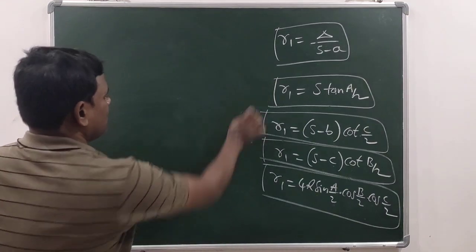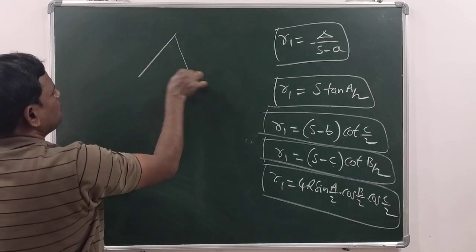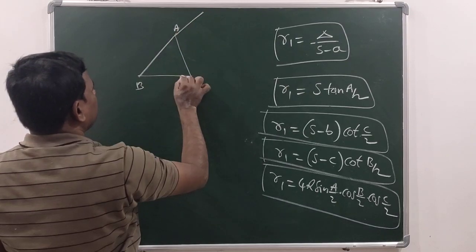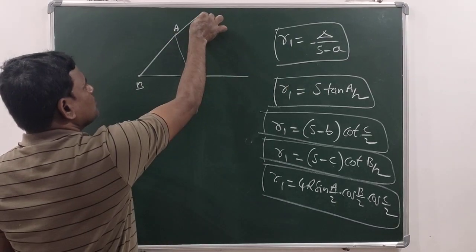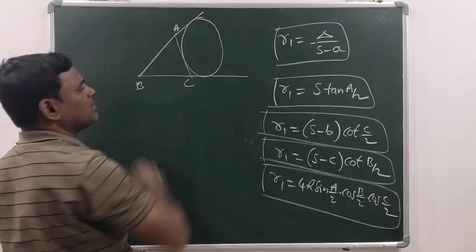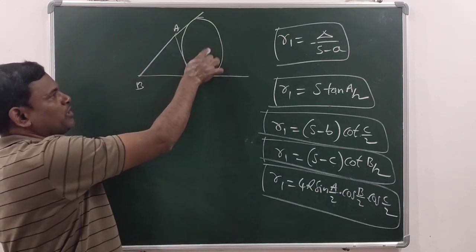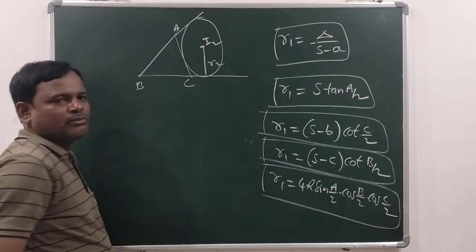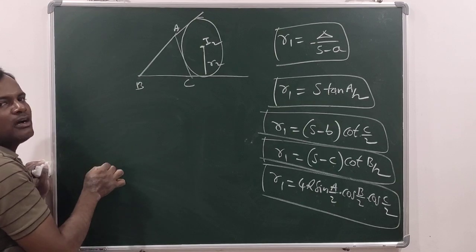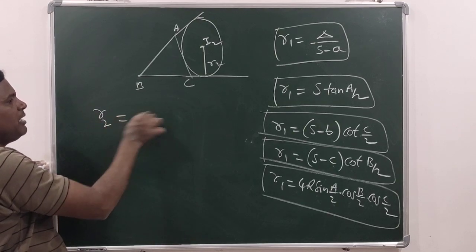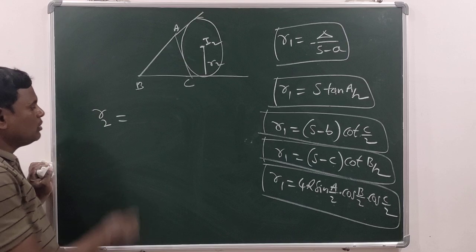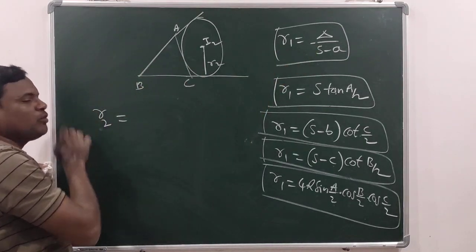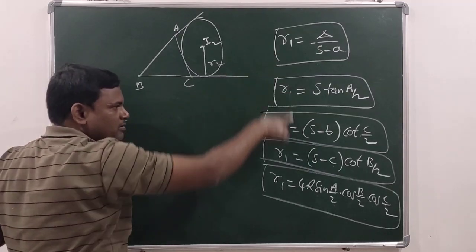Right. Now see, suppose you extend this BA and BC, so on this side we will get one excircle which is opposite to vertex B, whose radius is r2 and whose center is I2. Now let us write formulas for this r2, same like this. So r2, if you derive this r2 formula, it will be same like this.